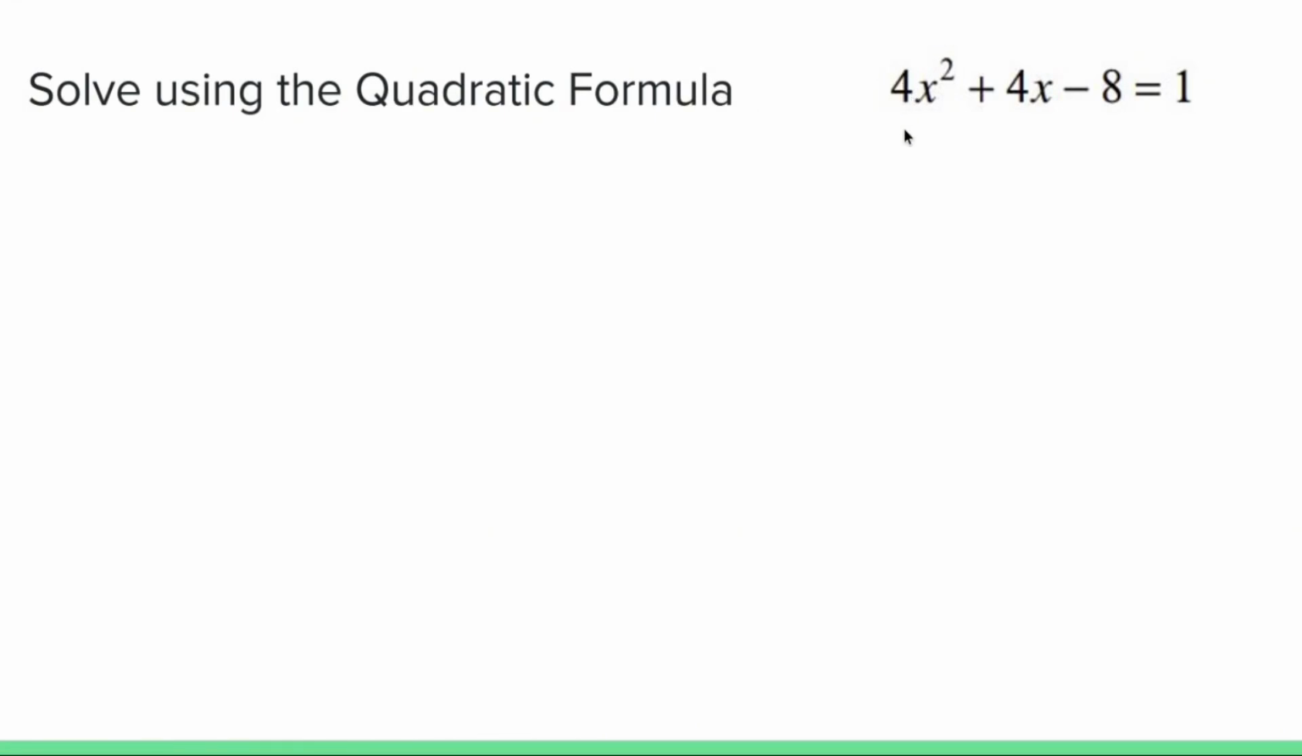Solve using the quadratic formula. We have 4x squared plus 4x minus 8 equals 1. In order to use the quadratic formula, you need to get rid of everything on the right side and have it equal 0, so let's subtract 1 from both sides. When you do that, you're left with 4x squared plus 4x minus 9 equals 0. Label the number in front of x squared a, label the number in front of x b, and label the number floating around c.